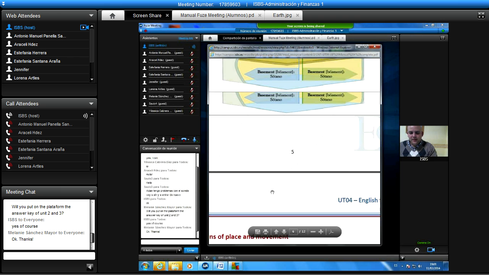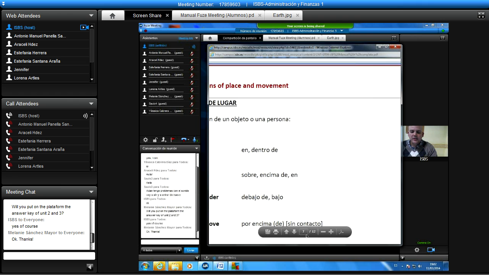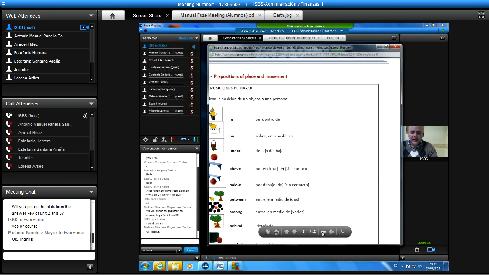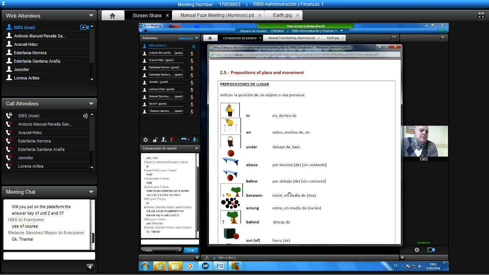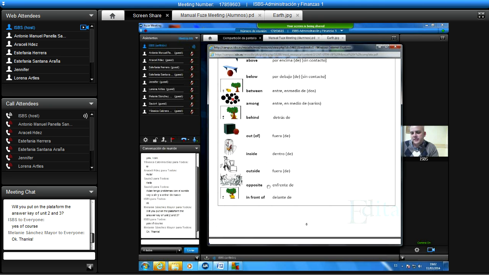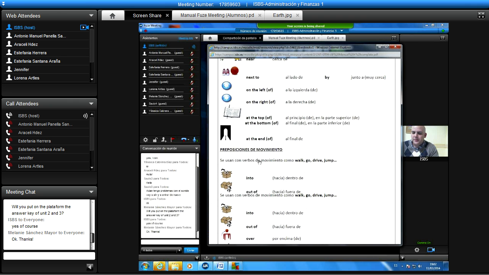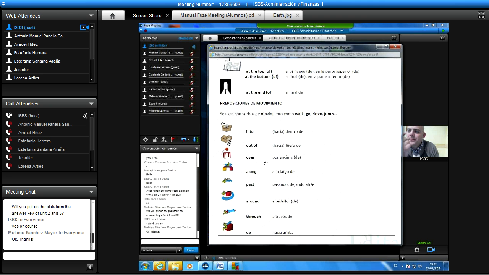And then you have here the lists. There's nothing to explain here, okay? It's just you have these little pictures: in, on, under, okay? Like little pictures with the prepositions. And also, because you have two different kinds of prepositions, prepositions of place and prepositions of movement. And what is the difference between these two categories?